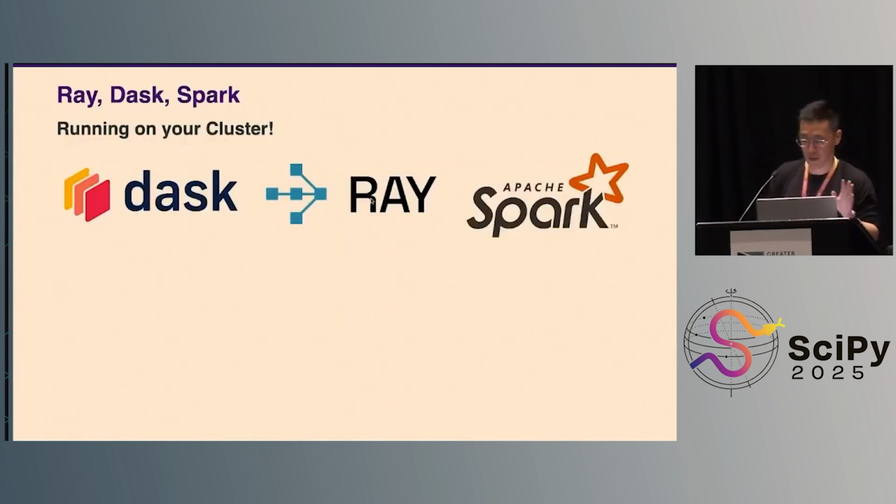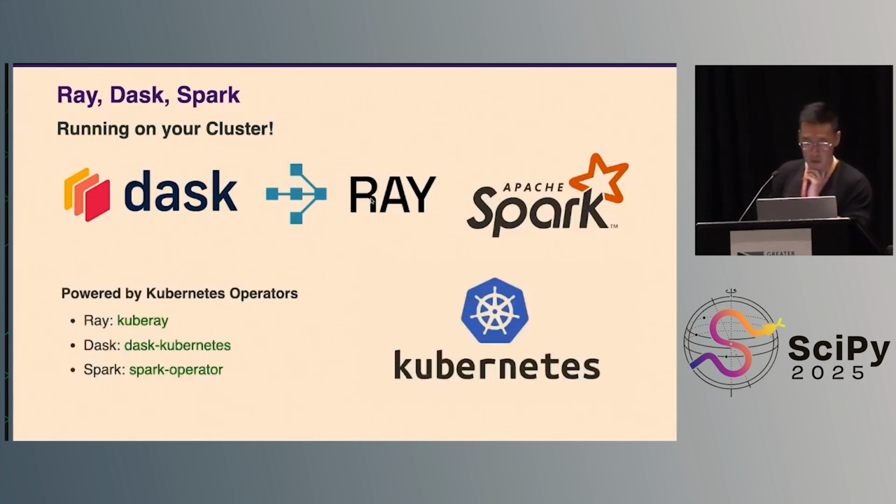But there are other ways to do this. There's Dask and Ray and Spark. These take advantage of the Kubernetes operators, like KubeRay, Dask Kubernetes, and the Spark operator. That's what I use internally. So you can write Dask, Ray, or Spark jobs, and then spin them up in Flight.